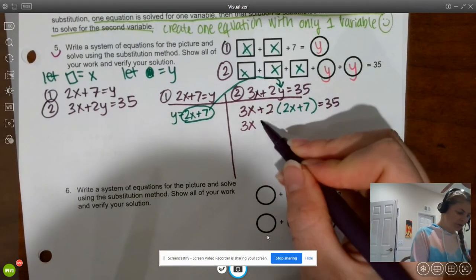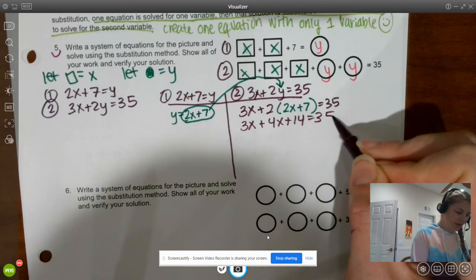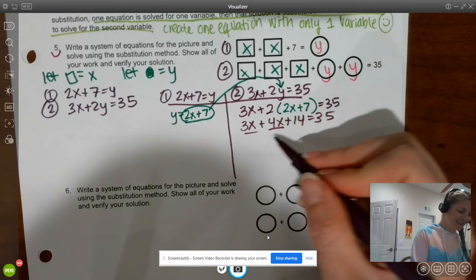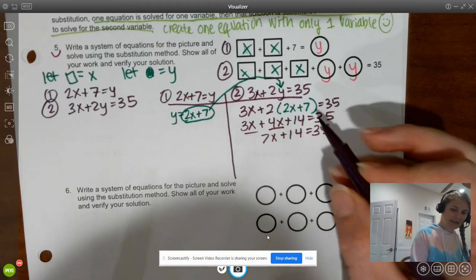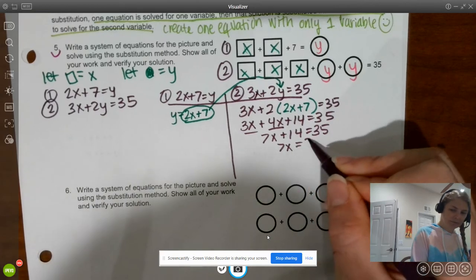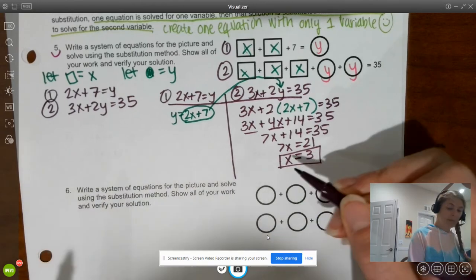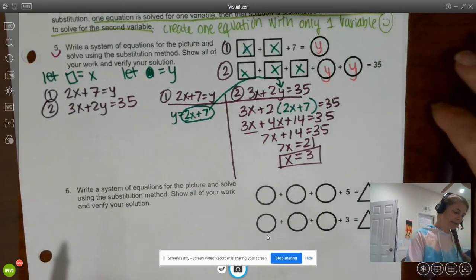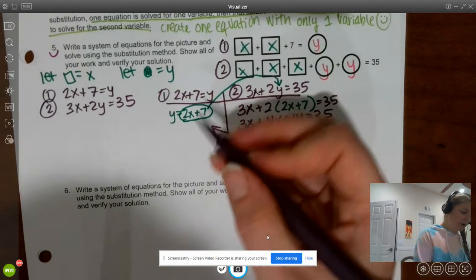We are going to distribute the 2, 4x plus 14. We're going to combine like terms. We're going to subtract 14 from both sides and divide both sides by 7, and x is equal to 3. But remember, we're not done yet. We still need to substitute into the other side to solve for y.